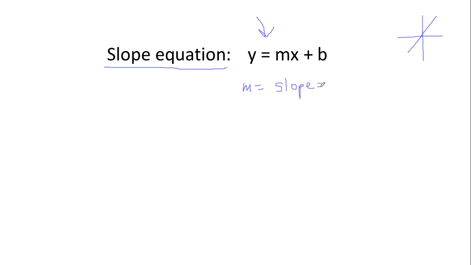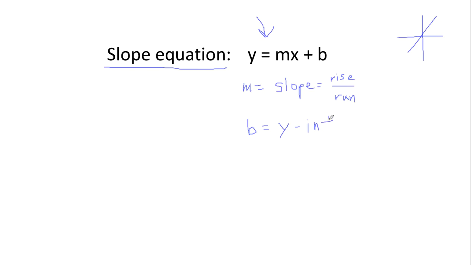and if you remember, the slope was the rise over the run. That's important to remember. Okay, the b in the equation is the y-intercept.